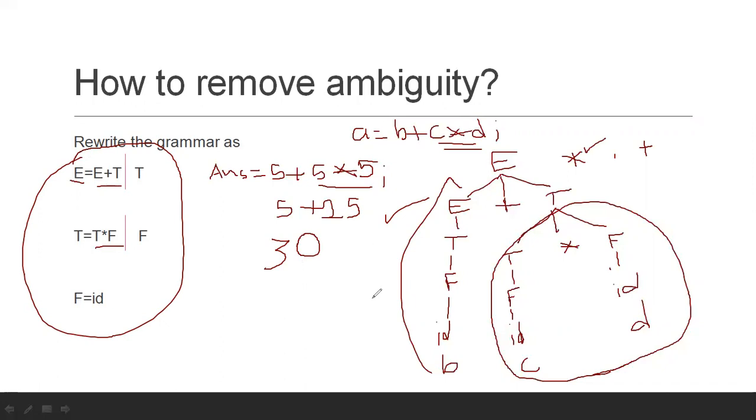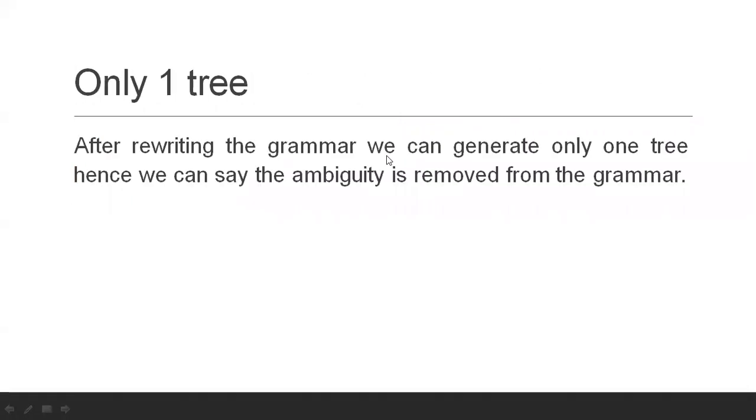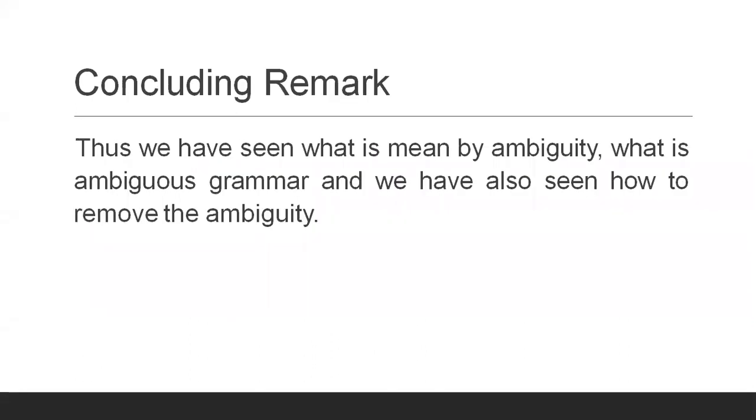So this is a small bit, but a very interesting one. I hope you understood this. Now, this is the last slide. After rewriting the grammar, we can generate only one tree. Hence, we can say this ambiguity is removed from the grammar. Concluding remark for this lecture.